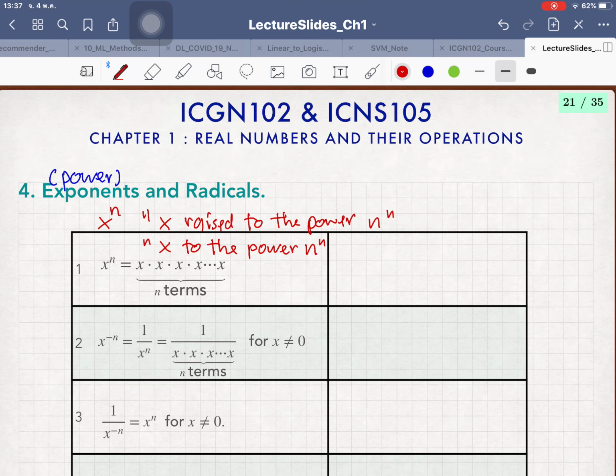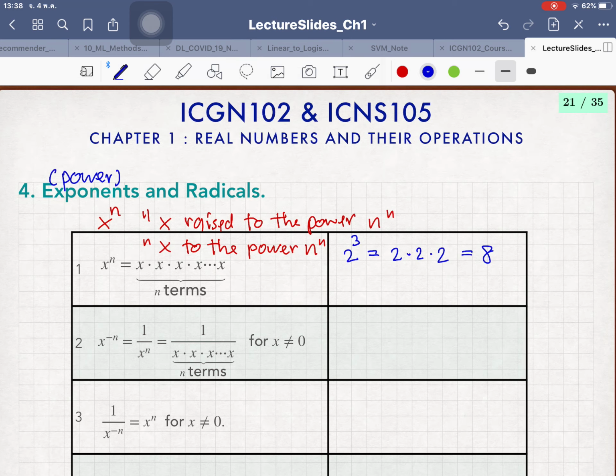So what does it mean by that? X to the power n means that you're going to have n terms of x. For example, here where you have the term 2 to the power 3, it means that you have 3 terms of 2. So now you have 1 term, 2 terms, and then 3 terms of 2. And if you multiply out this expression, you're going to get 8.